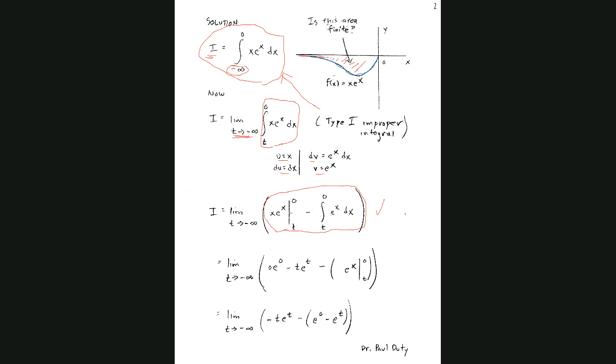Okay, so we get to here. Are there any questions so far? Okay, so it's like we're doing an integration by parts problem. It's just that one of our limits is t, but we're going to let t approach negative infinity. But first we have to figure out the complete antiderivative before we take the limit.